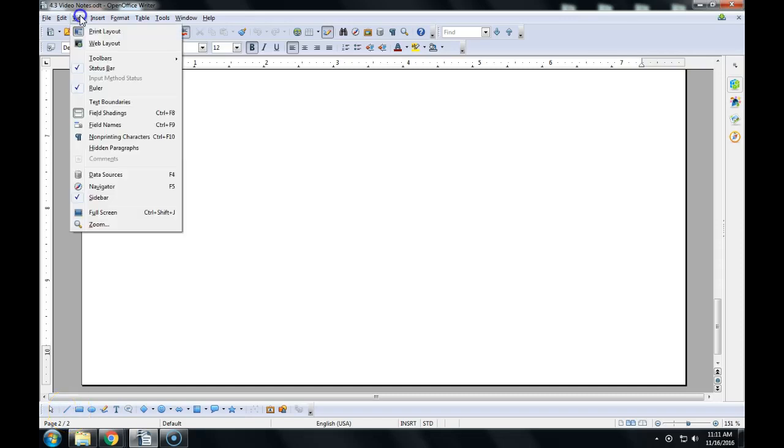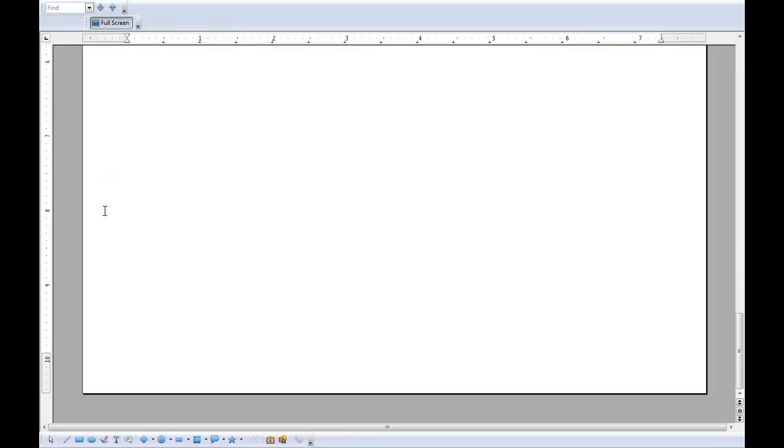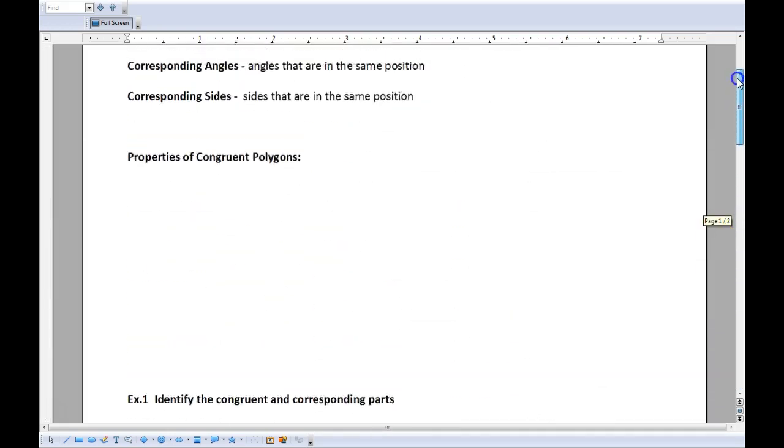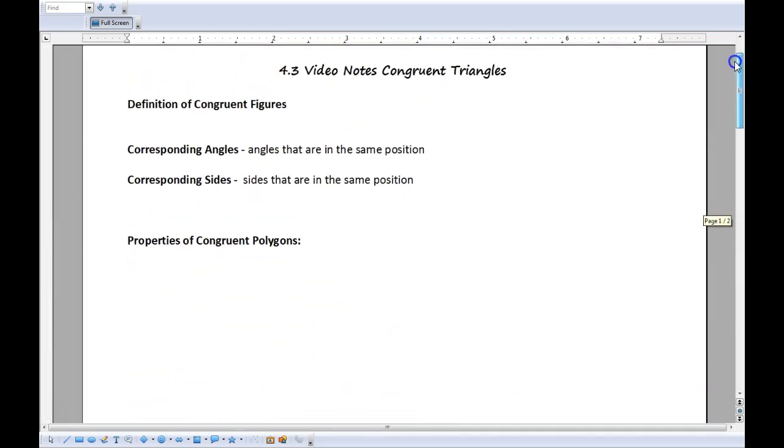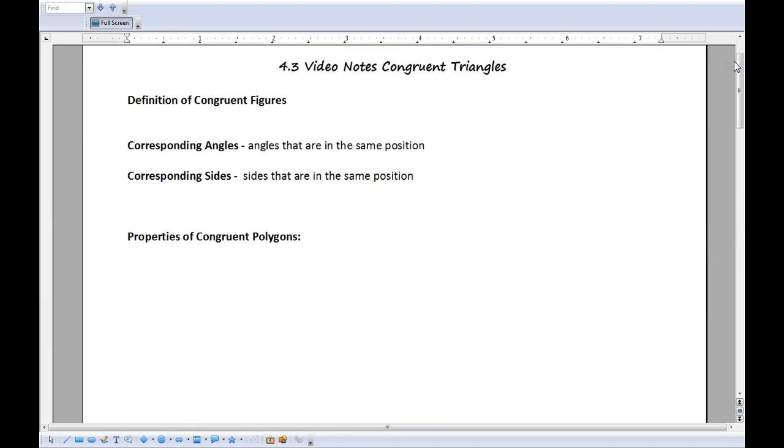All right, section 4.3 here, congruent triangles. So we're actually starting to get into talking about two triangles, what it means to be congruent, and also jumping into proofs. So this kind of sets the stage for the rest of the chapter here.